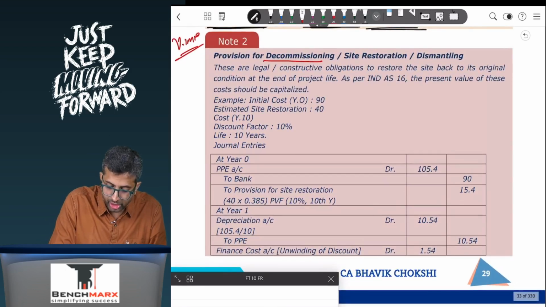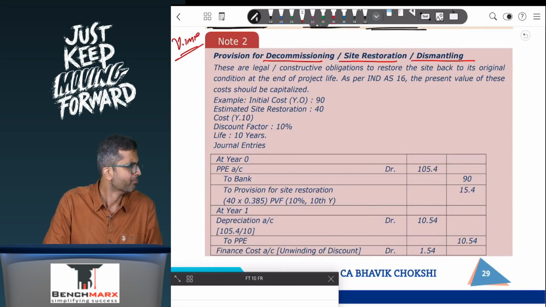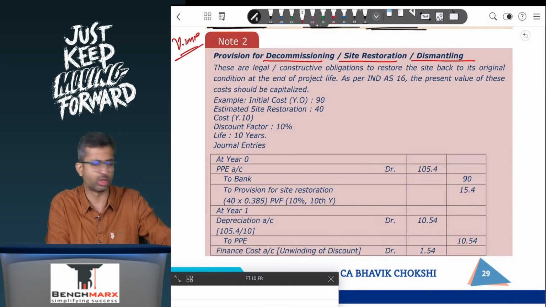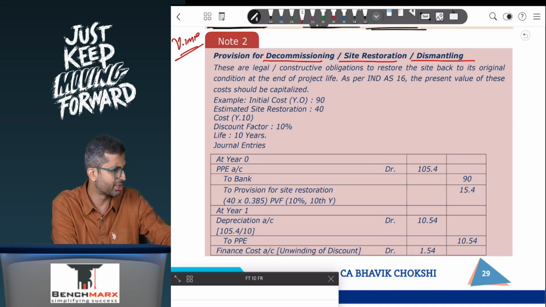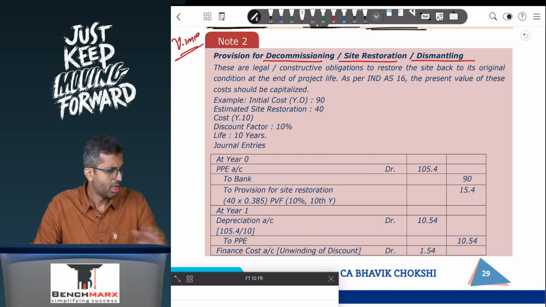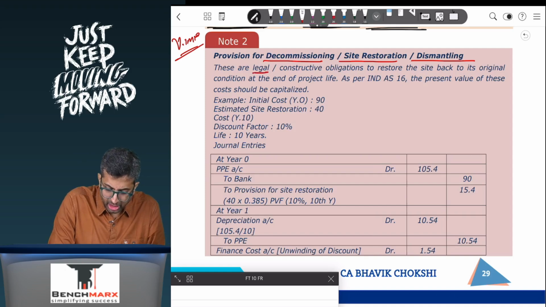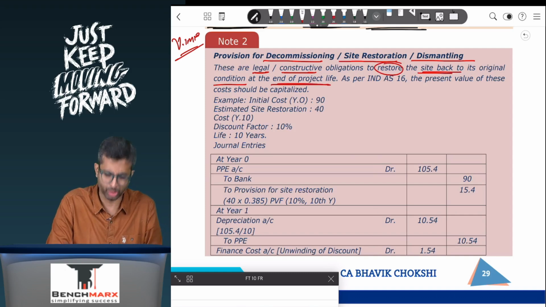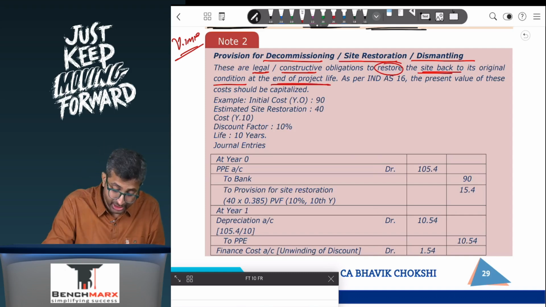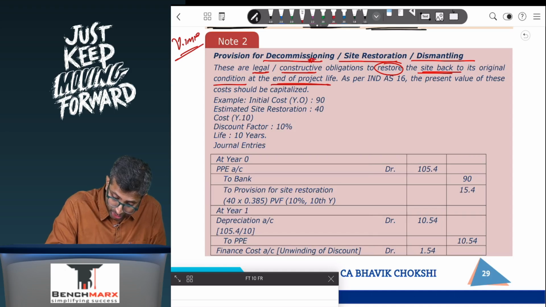Provision for decommissioning or site restoration, or it can also be called dismantling. We have taken a fairly similar example, it is not exactly the same, but a similar example. So, these are legal or constructive obligations to restore the site back to its original condition at the end of the project. Legal as well as constructive, both. As per Ind AS 16, the present value of these should be capitalized.